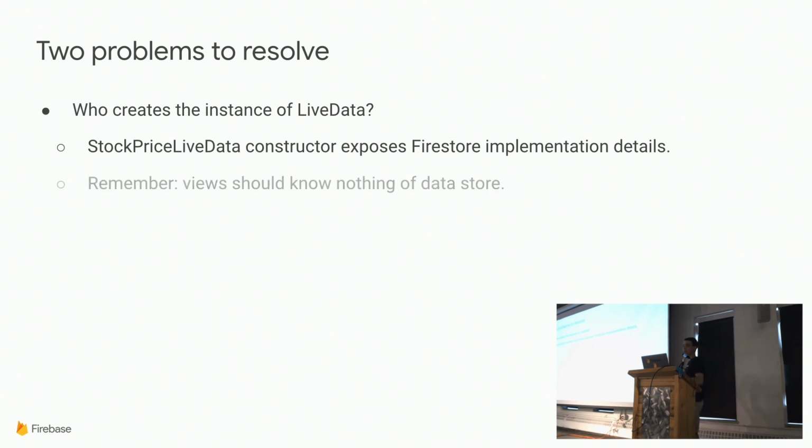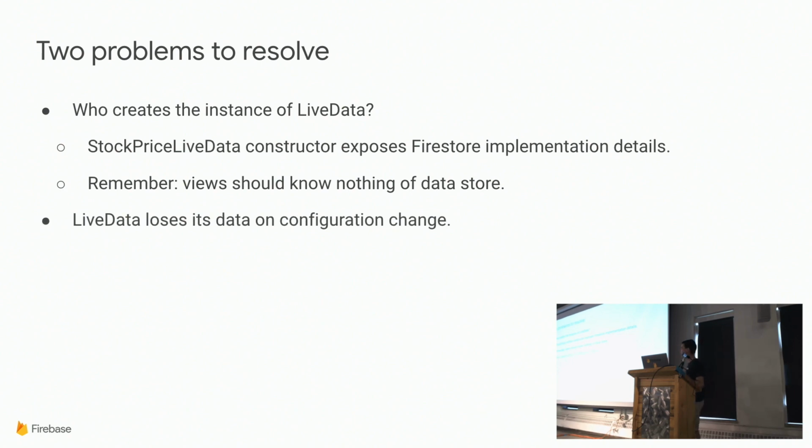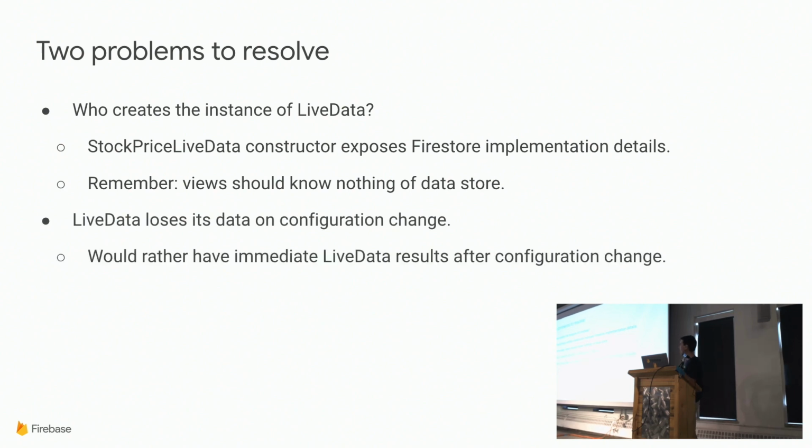That's a must here. The other problem is that LiveData loses its data on a configuration change. So if I reorient my activity, there's a configuration change, my activity gets torn down, and everything in that LiveData will get torn down with it, which is okay, it's supposed to do that. But I'd rather retain that between activity lifecycle changes. So again, as you all know, when you reorient your device, you go through a configuration change, and that's a special case you want to handle. I'd rather have my LiveData available immediately. I'd rather not have to construct a new one every time there's a configuration change.